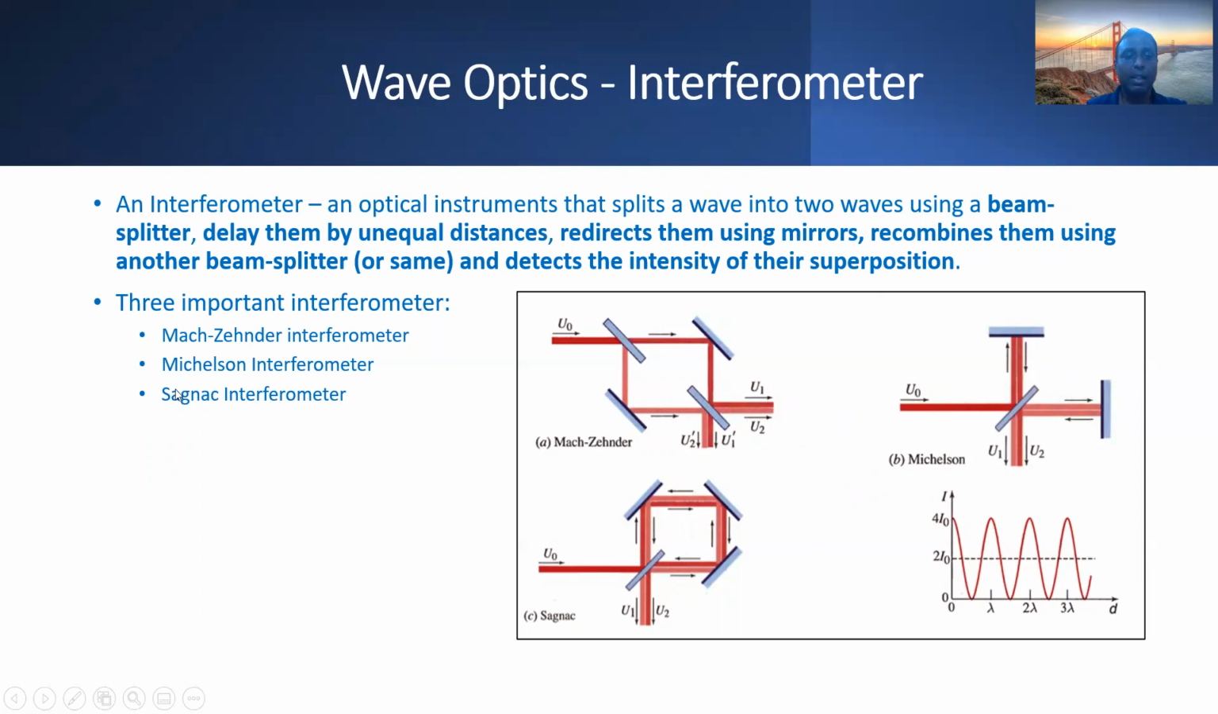The next one is the Michelson interferometer, shown here as B, which has two mirrors but one beam splitter. The ray will be split, then reflected by the mirrors, and then it recombines. The third one is the Sagnac interferometer, which has three mirrors and one beam splitter, where the beam splitter splits the ray and it is reflected by the mirrors, going in two directions here, and then the rays recombine.